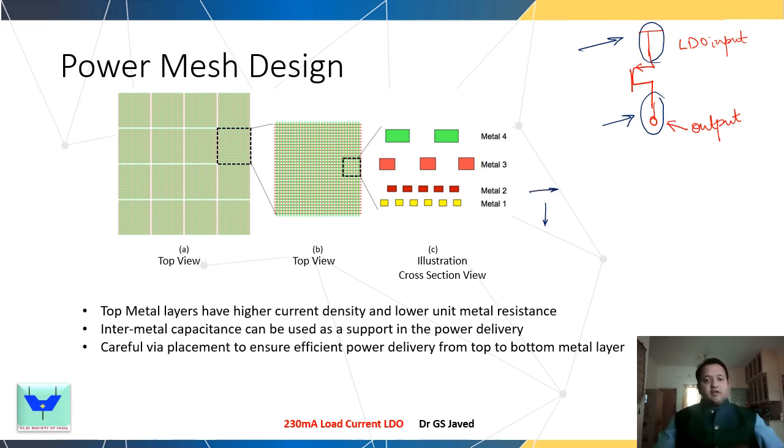In this case, importance is given to the via that is to be present between the two metal stacks, to ensure that the power delivery happens right from top to bottom. This is crucial to reduce the amount of IR drop and to ensure clean delivery of current. Importantly, the top metal layer has higher current density. That's why you would see they are fatter or thicker in size, and they have a lower unit metal resistance. The intermetal capacitance, the stray capacitance which can form between these two metals, can be used to hold current and voltage values, and this can act in power delivery. The parasitic can be reused as a power delivery aspect, and very careful via placement is needed to ensure power delivery from the top metal layer to the bottom in the power supply, and from bottom to top. So via presence has to be taken care of for both input and output power deliveries.